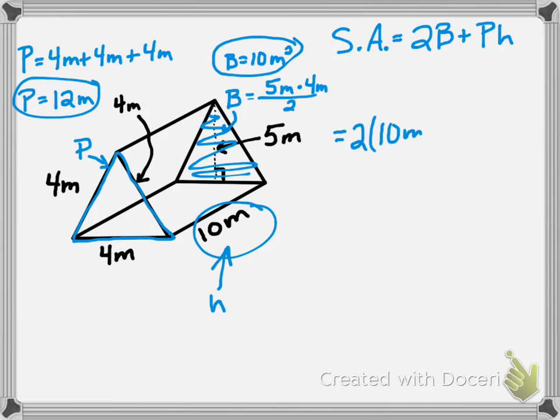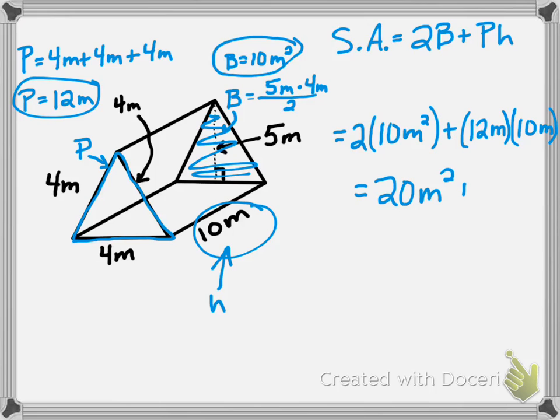2 times 10 meters squared plus 12 meters times 10 meters. Okay, so now I'm going to multiply, and the 2 times 10 meters squared is 20 meters squared and 12 meters times 10 meters is 120 meters squared. And then I just add those two numbers together, and I get that the surface area is 140 meters squared.